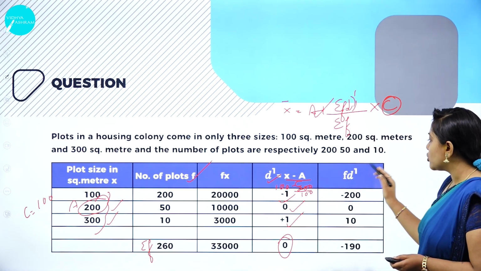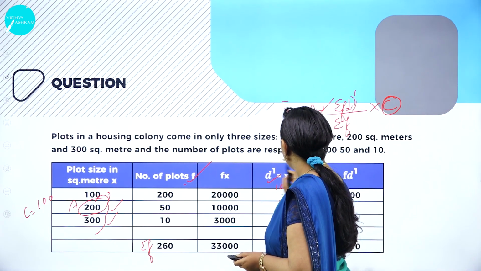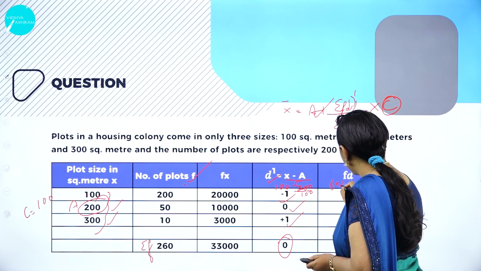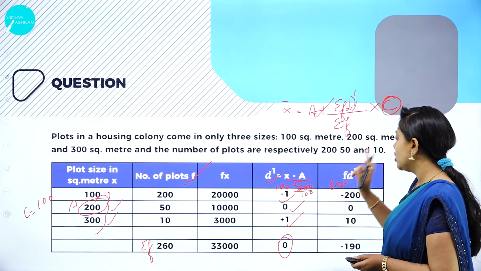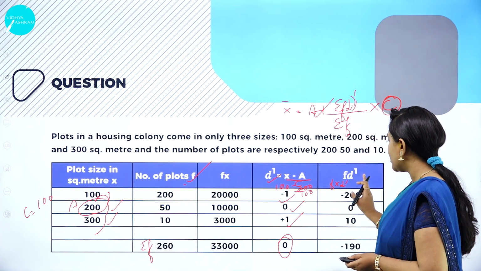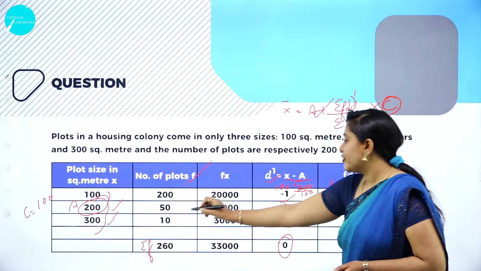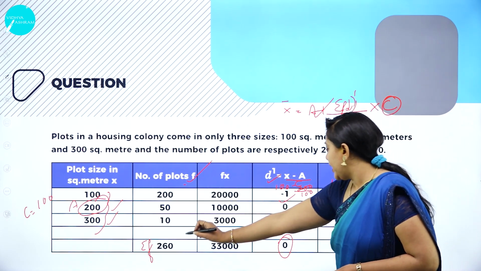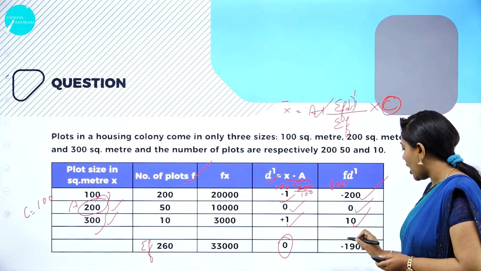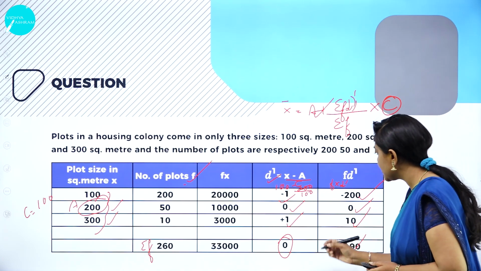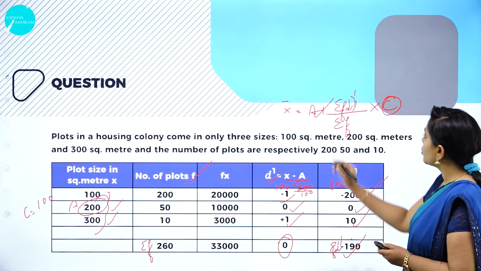And next, f d dash. How do you get f d dash? By multiplying d dash with f. D dash and f, if you multiply, you get f d dash. So what is f d dash now? 200 into minus 1, minus 200. 50 into 0, 0. 10 into 1, it is 10. If you add all these numbers, you get minus 190 as sigma FD dash.